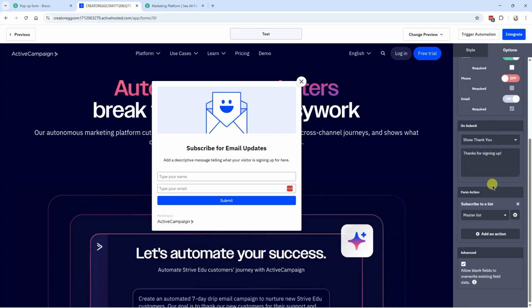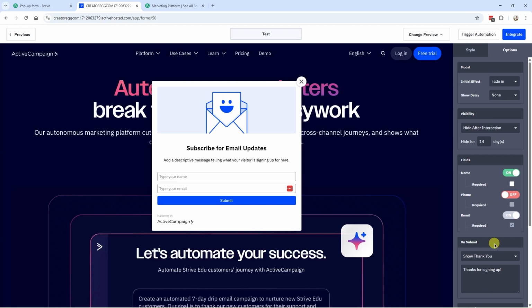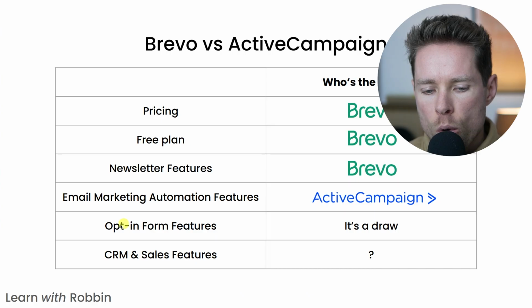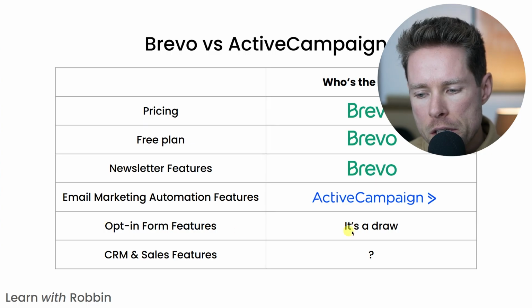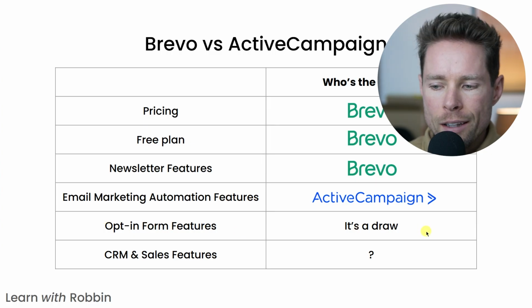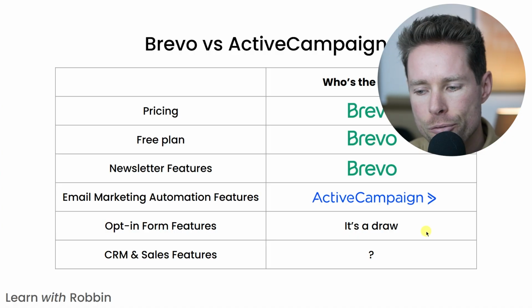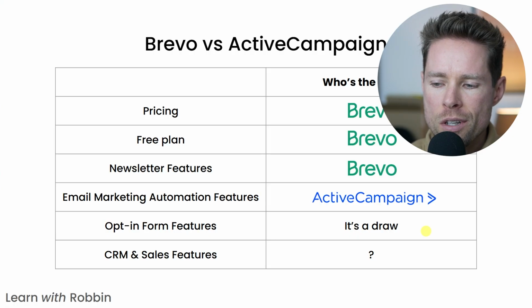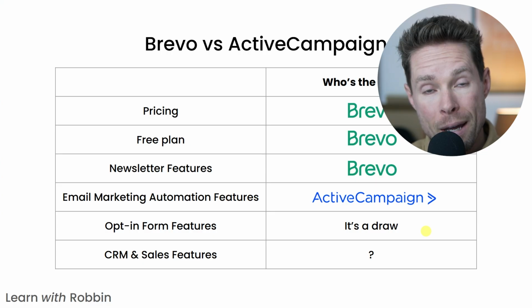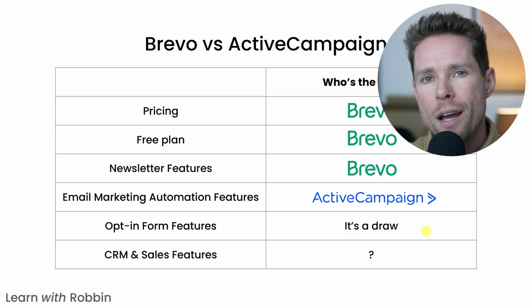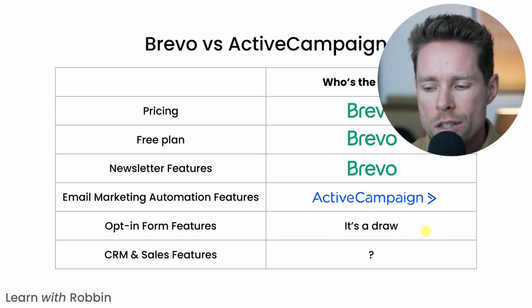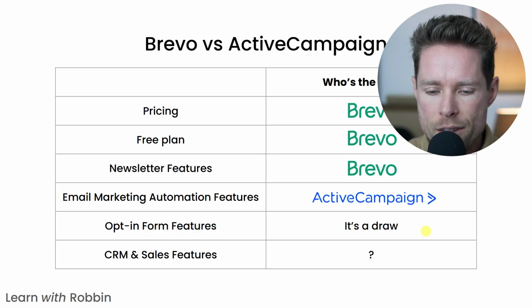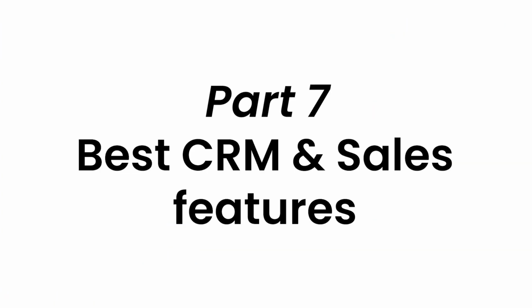I also don't see options where I can exclude specific pages like we had inside the Brevo pop-up feature. So who's the winner for the opt-in form features? I would say it's a draw because ActiveCampaign wins with the embedded forms and Brevo offers a better experience with the pop-up forms. But on the other hand, Brevo paywalls the pop-up feature behind the professional plan, which is also a pretty big downside in my opinion. So it's a draw.